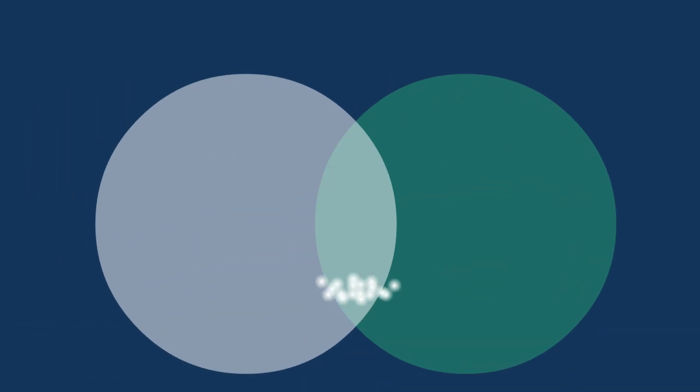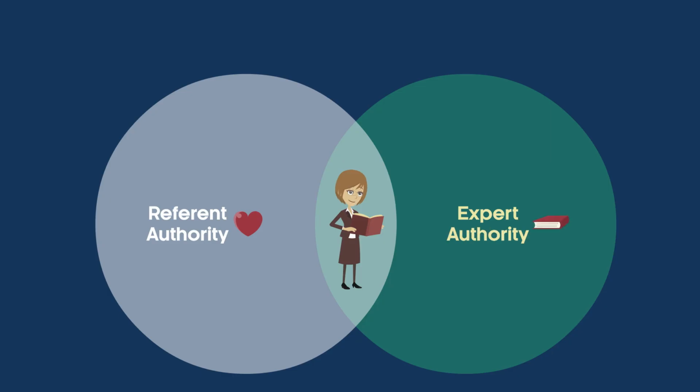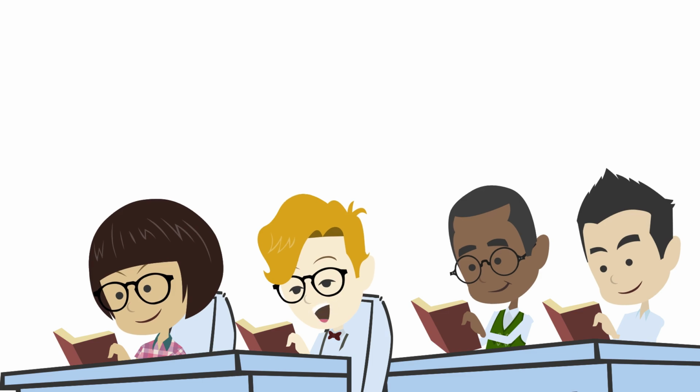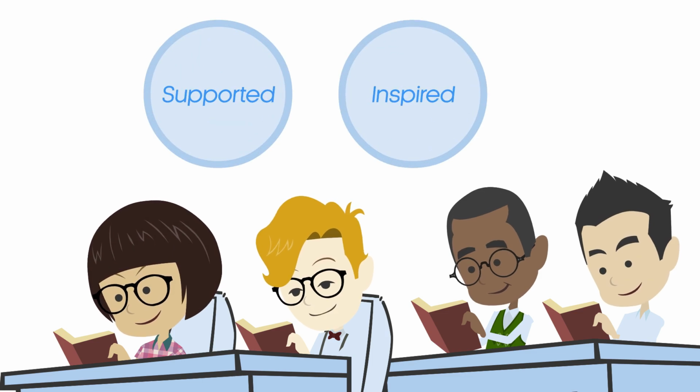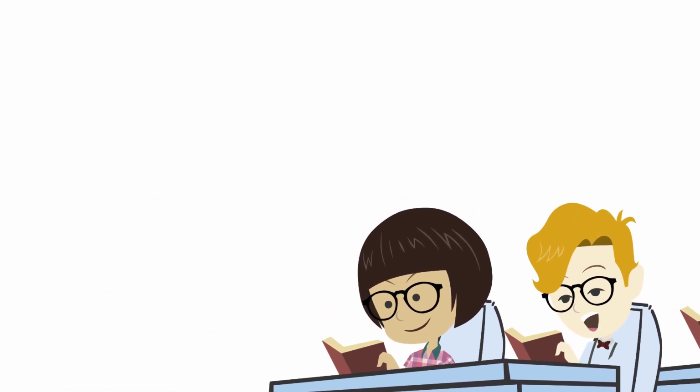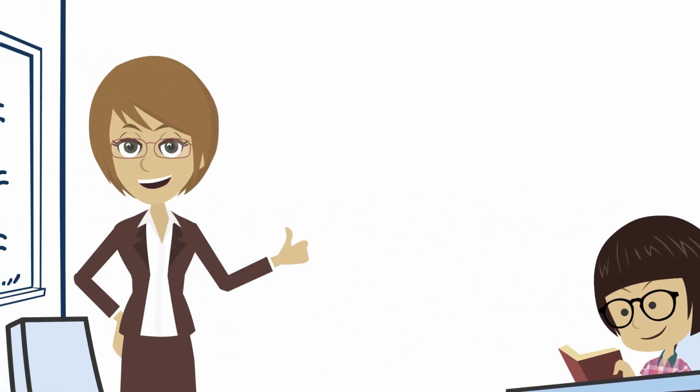The combination of expert and referent authority allows teachers to connect on both an intellectual and personal level, fostering a sense of security and reliability. This balanced approach is crucial for creating a classroom environment where students feel supported and inspired to learn, knowing they have a teacher who understands and guides them with knowledge and care.